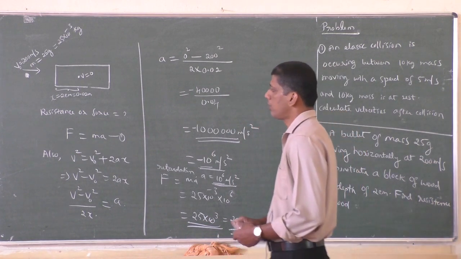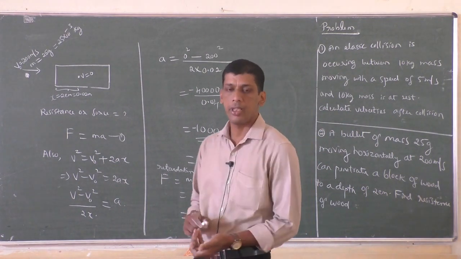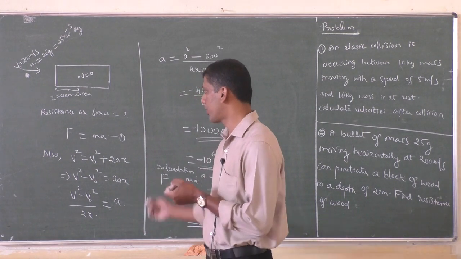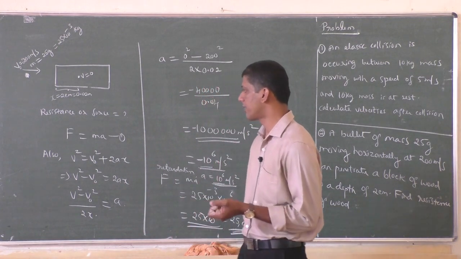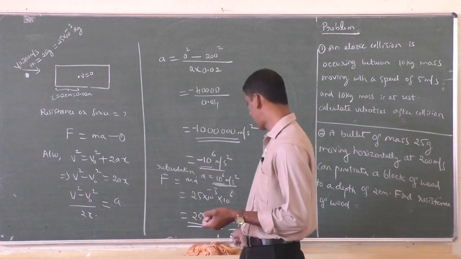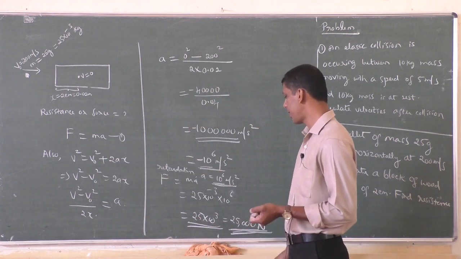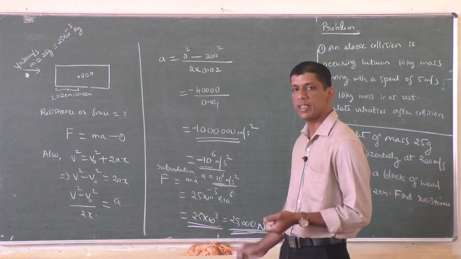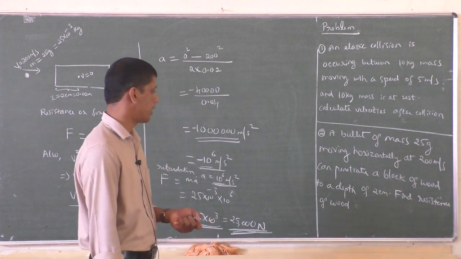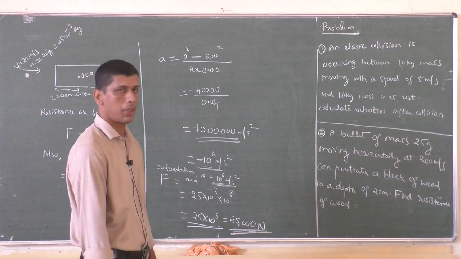So therefore, by using the concept of Newton's second law, F is equal to m a, we obtained the formula, and the answer is 25,000 Newton. So the final conclusion is that the resistance offered by the wood should be equal to 25,000 Newton.